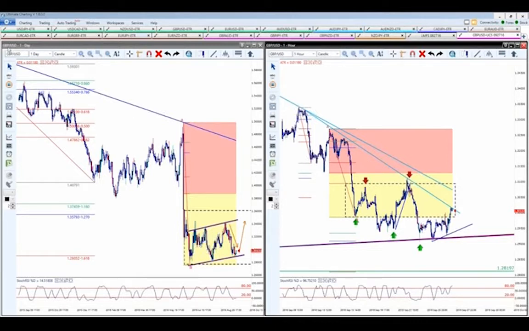On the left-hand side, you have the Great British Pound US dollar. This is on a daily time frame. That means each one of these candlesticks represents what the market has done in 1 day of trading. On the right-hand side, you have the Great British Pound US dollar on the 1-hour chart. So each one of these represents 1 hour of trading.